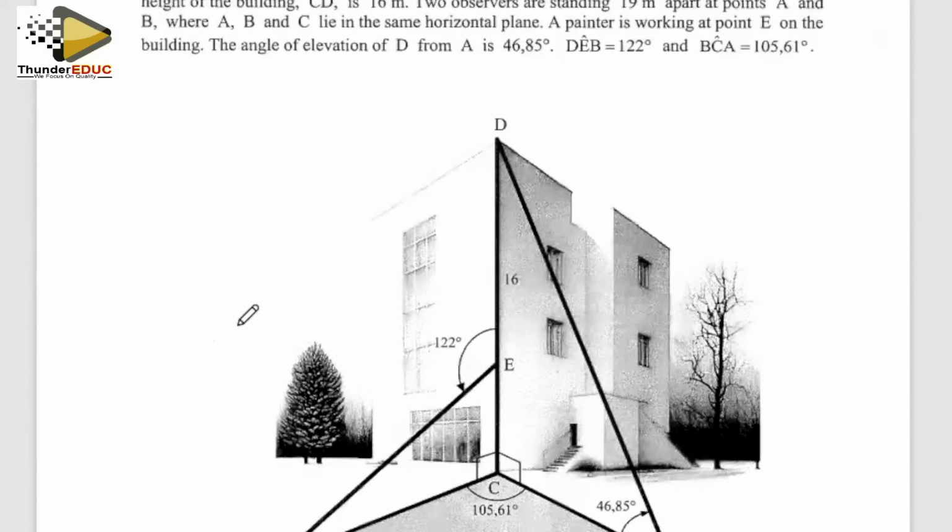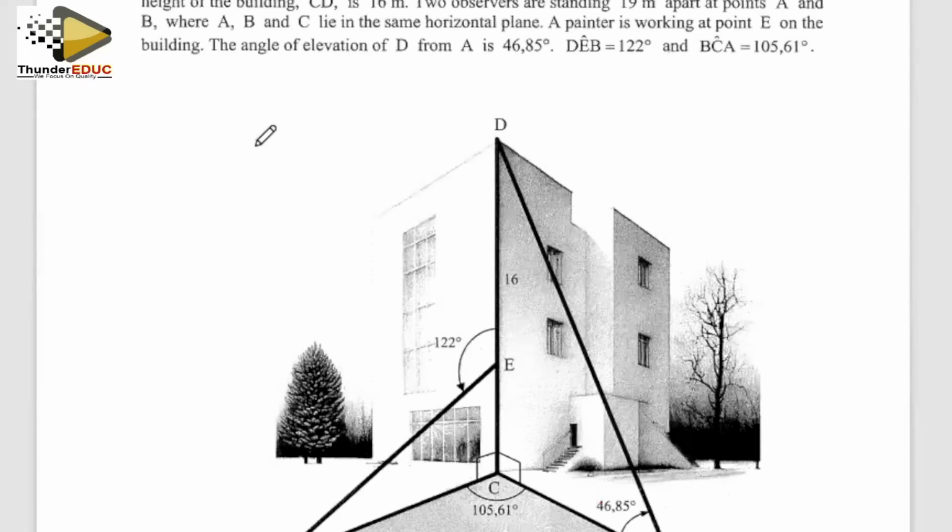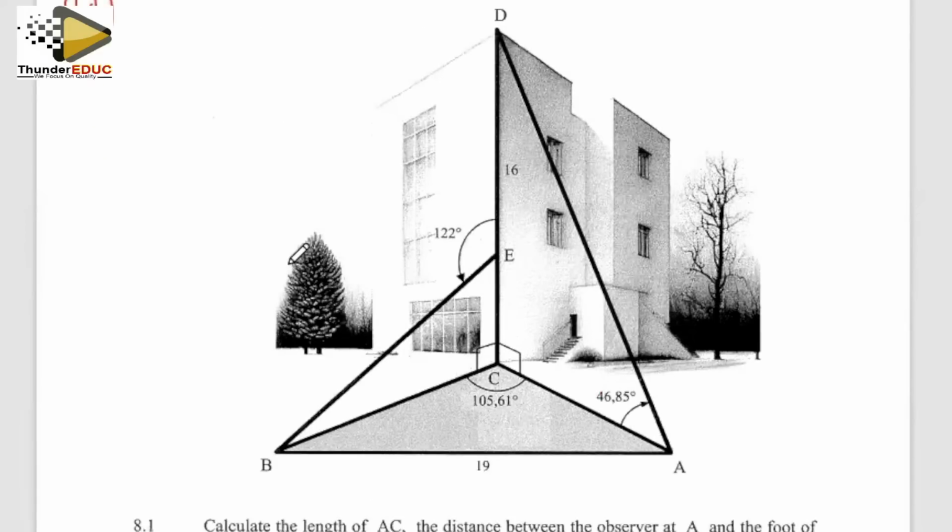Question 8, which is the trig rules. Okay, in the diagram, C is the foot of a vertical building. Then at top, same building, the height of the building, CD is 16, okay. 2 observers are standing 19 meters apart at points A and B, where A, B, and C lie in the same horizontal line. Painter is working at E, and so on and so forth. Okay. 8.1. They want us to get the length of AC, which is the distance between A and the foot, okay?